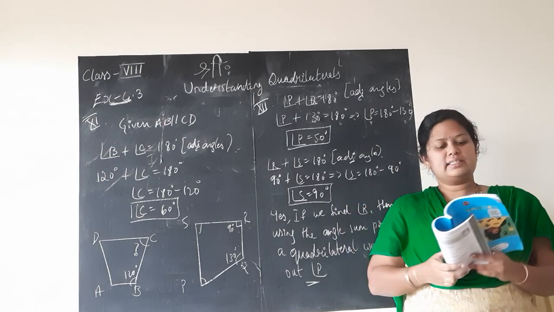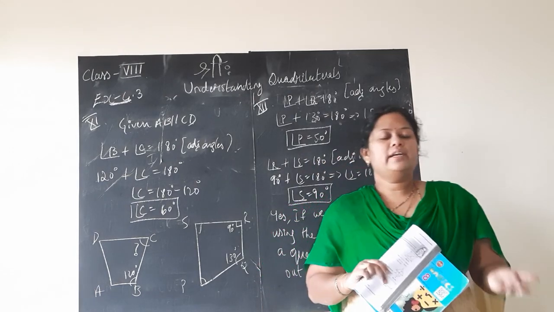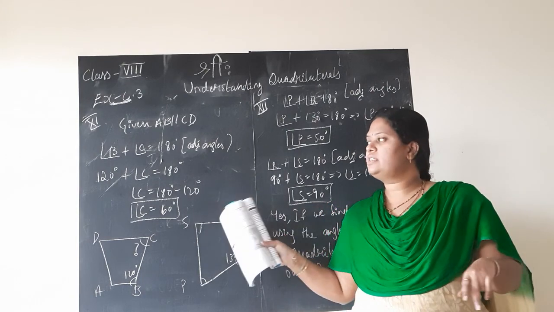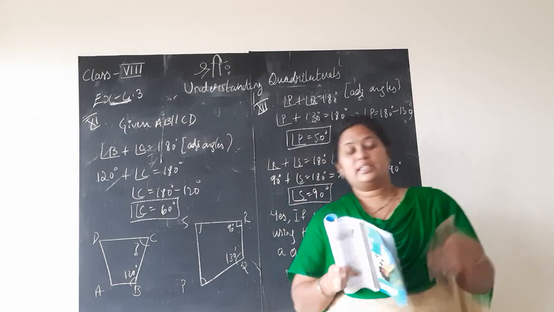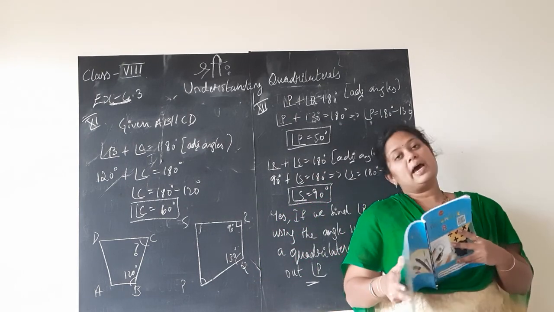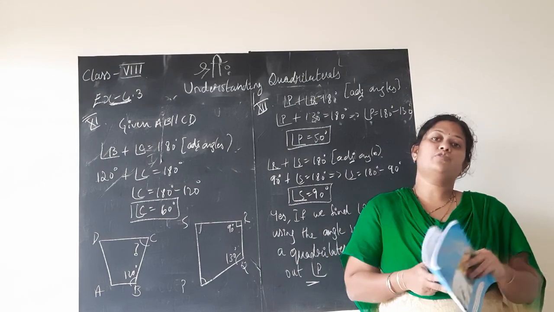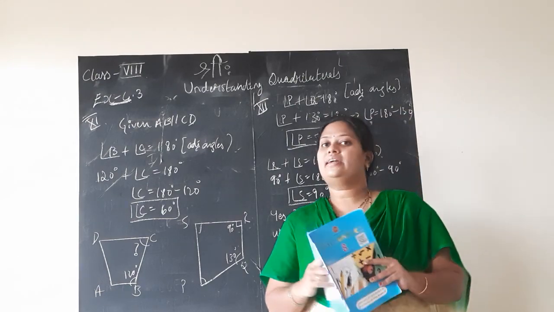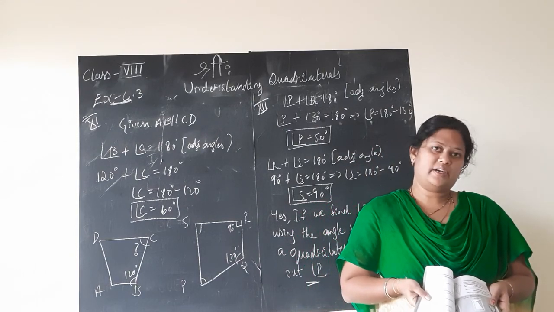So, this ends the exercise 4.3, children. After studying kinds of quadrilaterals and solving exercise based on those properties, we shall next study in the next session some special parallelograms. In kinds of quadrilaterals, we studied types of polygons, types of quadrilaterals. Now, we shall study what is a parallelogram and what are its properties.